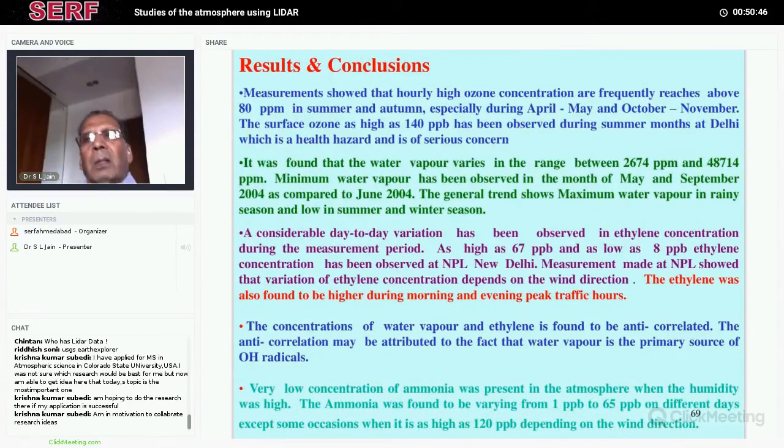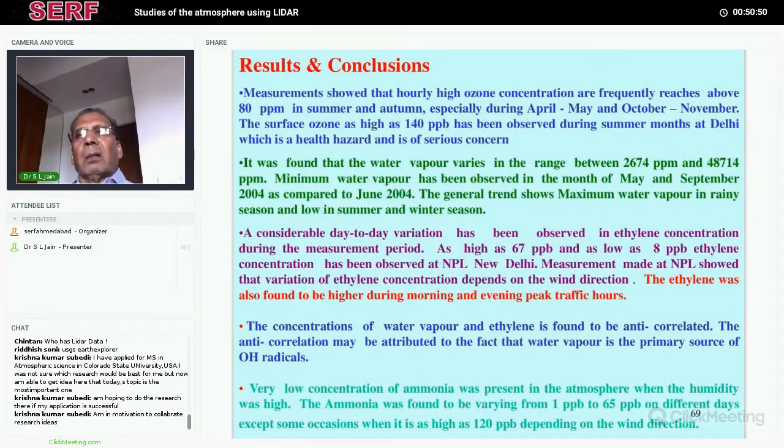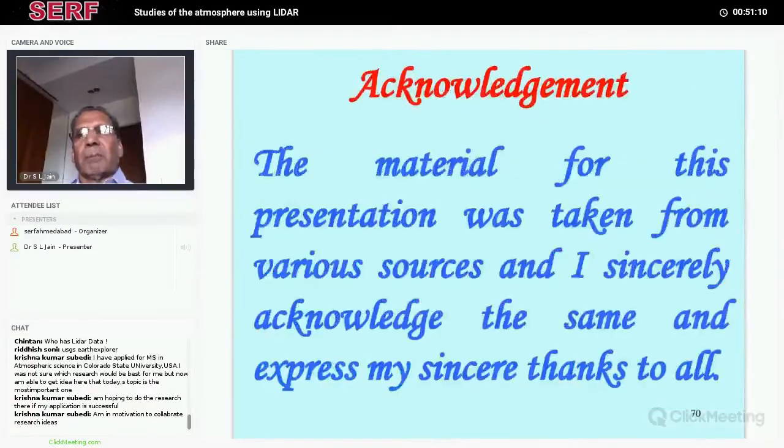So in conclusion, I can say that we have very good information. We have a good chain of experimental LIDAR systems all over the globe, and they are doing a very good job for measuring various parameters in the atmosphere. It's a very good technique, and India is also making good progress in this direction.